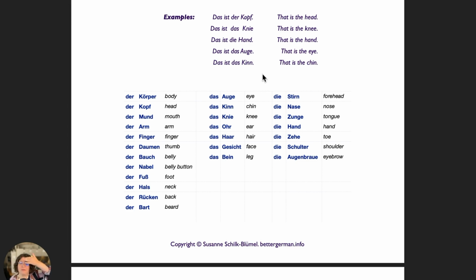Das ist die Stirn. Das ist die Nase. Das ist die Zunge. Das ist die Hand. Das ist die Zehe. You have to believe me. Das ist die Schulter. Das ist die Augenbraue. Augenbraue.